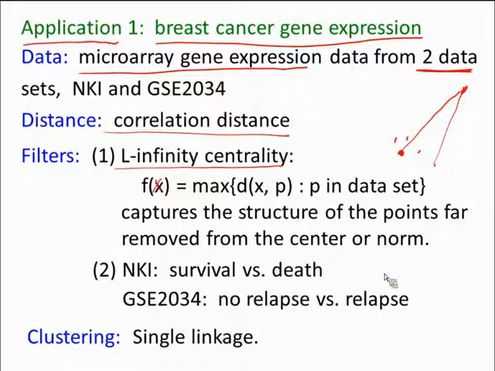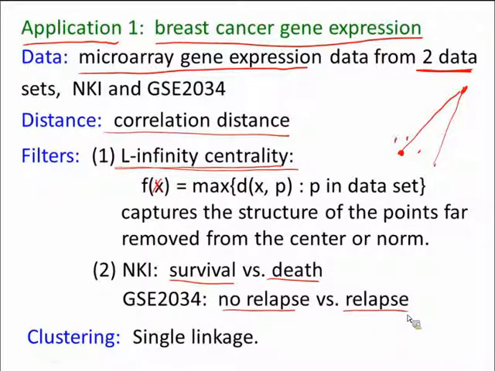So there were two filters. One was this L infinity centrality. The other one was for the NKI data. We have survival versus death. So that's either the patient survived or they died. So there will be no overlap between these things here. And then for the other one, it's whether they relapsed or whether they didn't relapse.